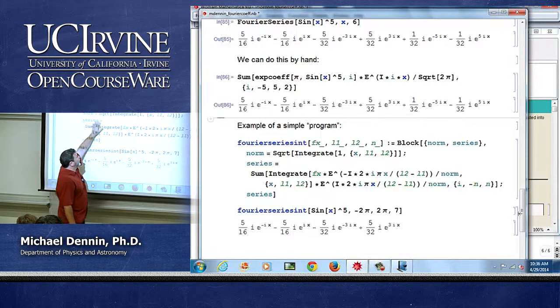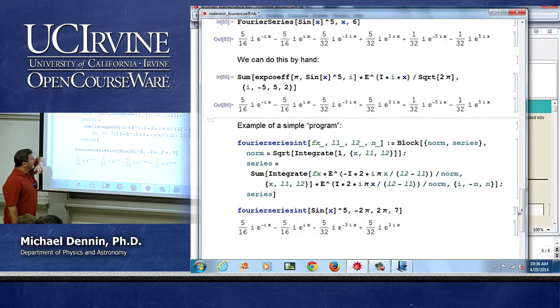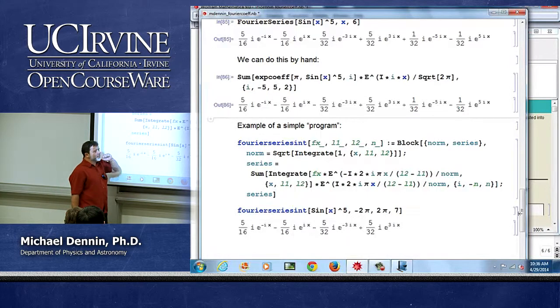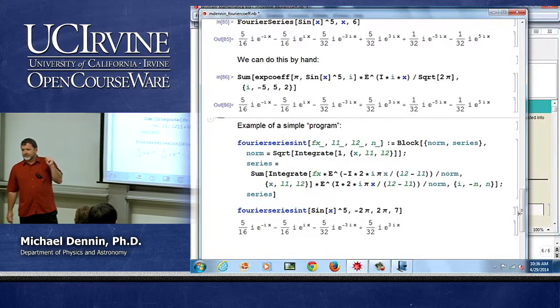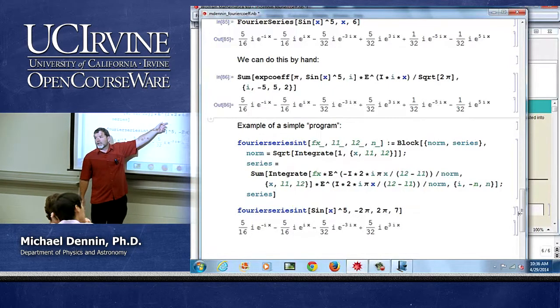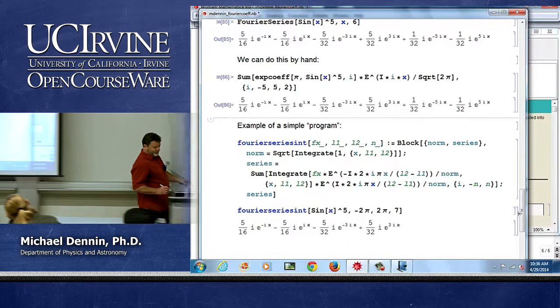So the first thing is I normalize by taking the square root of the integral of 1. And the reason I'm doing 1 here, anyone know why I'm doing 1 here? Well, which Fourier series am I doing? Sine, cosine, or exponential? If I look in here, what are my basis functions? Exponentials.